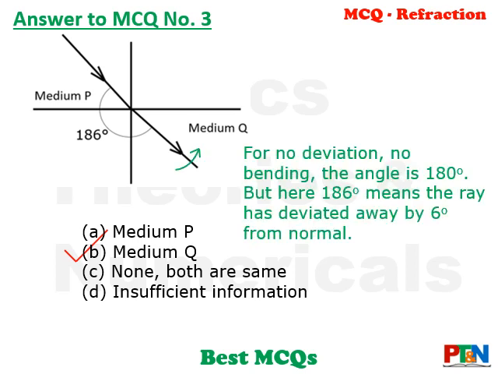You can see that the ray has shifted away from the normal in medium Q. How? In case there was no deviation, the straight line would have been the same. The angle would have been 180 degree. But here the angle is 186 degrees. That means in medium Q, the ray has shifted by 6 degrees. So medium Q is rarer.